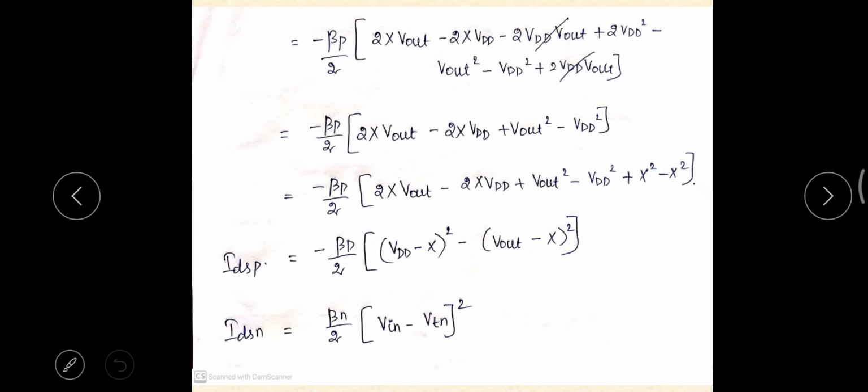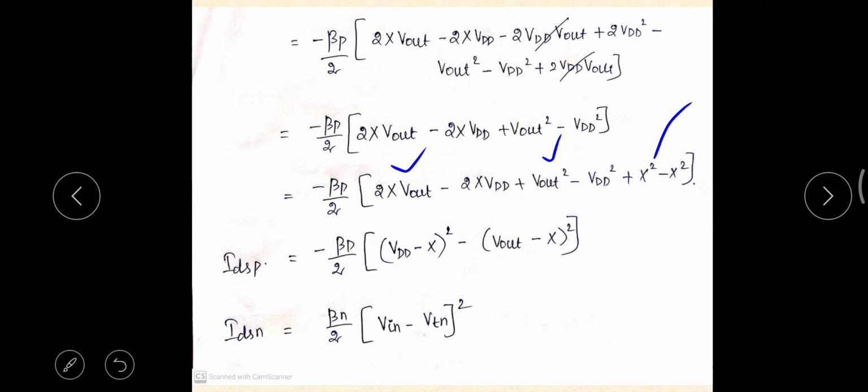So your IDSP can be written as minus beta by 2 into 2x Vout minus 2x VDD plus Vout square minus VDD square. Now it looks like a square minus 2ab, but b square is missing, so I am going to add and subtract x square. Okay, now x square, VDD x square, Vout square and 2x Vout.